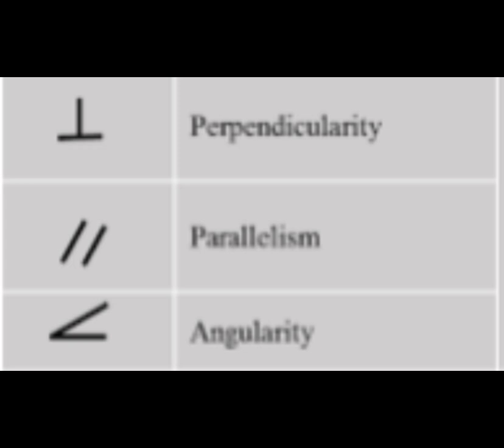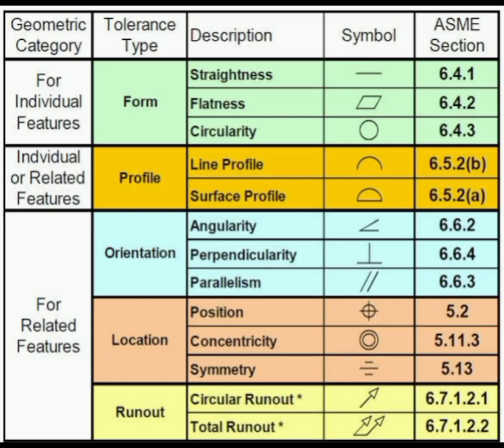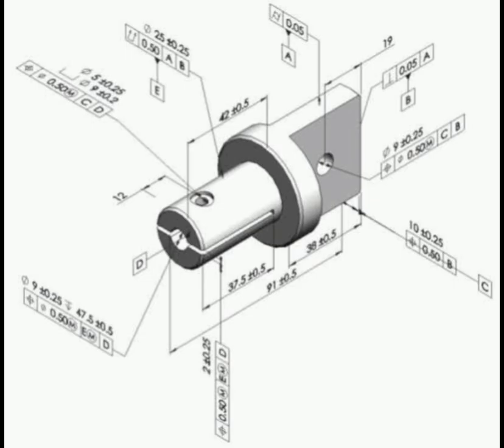10. Angularity. The angularity symbol indicates a specific angular relationship between features. These geometric characteristic symbols are used in GD&T to define the desired shape, size, and orientation of features, ensuring that parts are manufactured accurately and fit together properly.